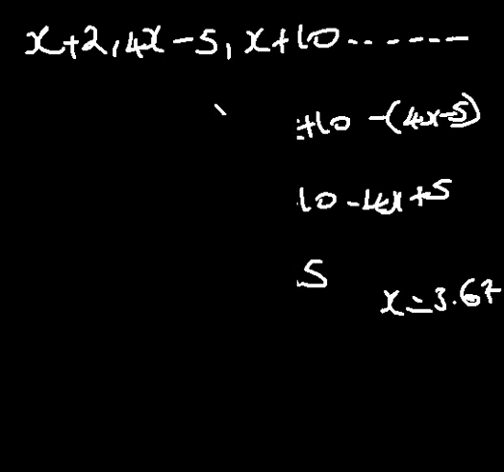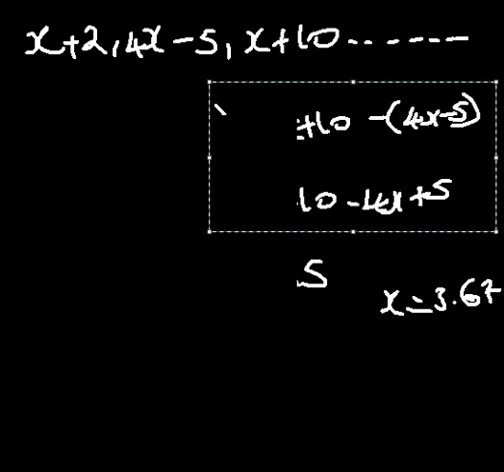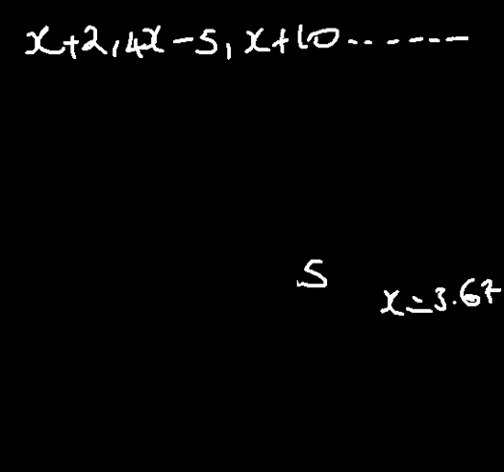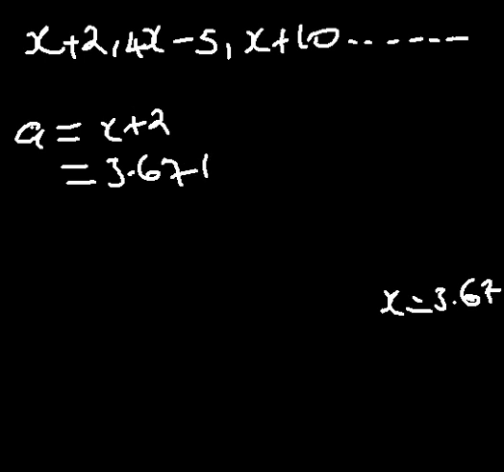So now what is the first term? We'll have it as x plus 2. Then we'll have to substitute for x, and we'll have it as 3.67 plus 2. So what is that one? We'll have it as 5.67. That is the first term.